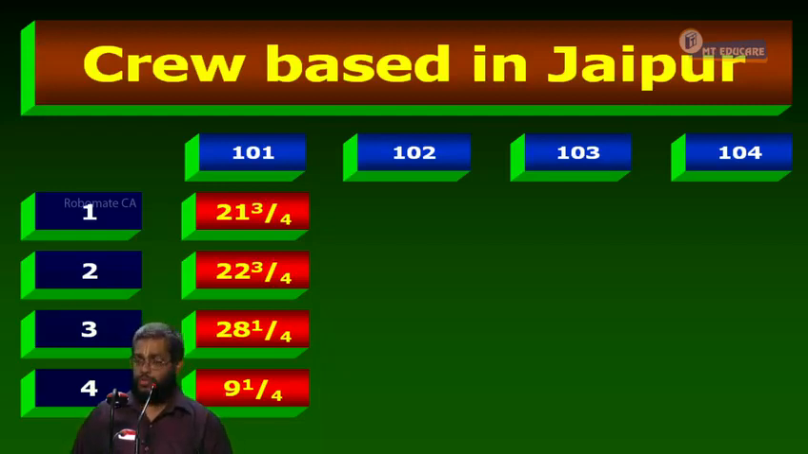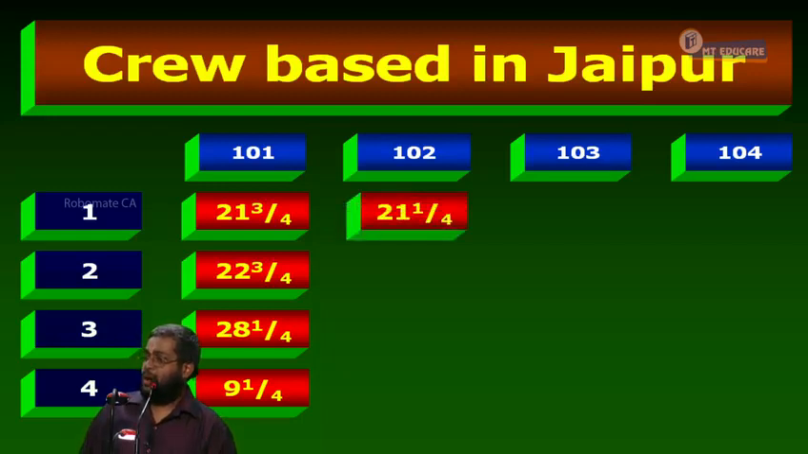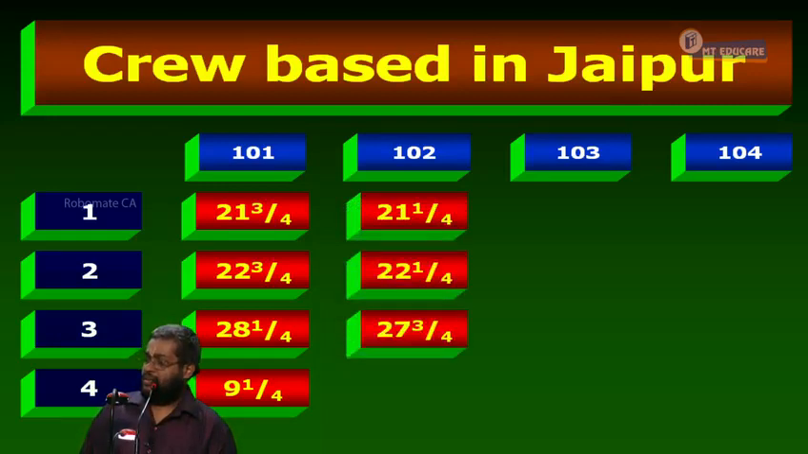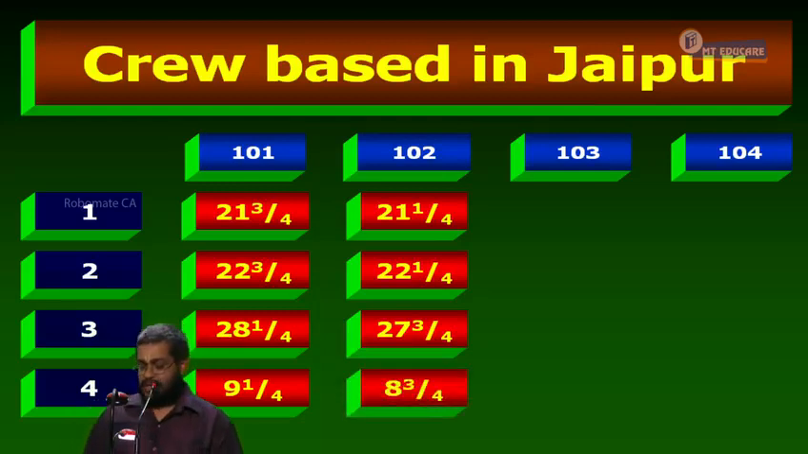Go to flight 102. How to tell you? It is, I think, half an hour less. And I read this at what time? 9:45 and a half an hour less. Then it becomes what? 21, 1 by 4. Next 22, 1 by 4. Then 27, 3 by 4. And then 8, 3 by 4. And that is 9:15. It is 9:45 and a half an hour. Just knock it off. It is 8, 3 by 4.